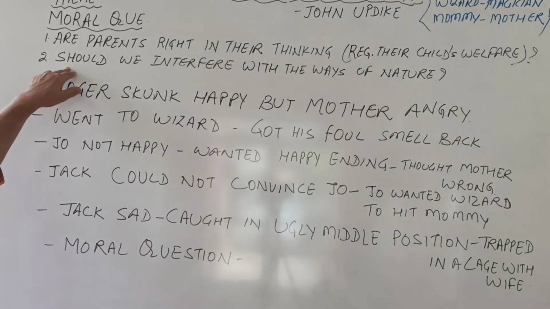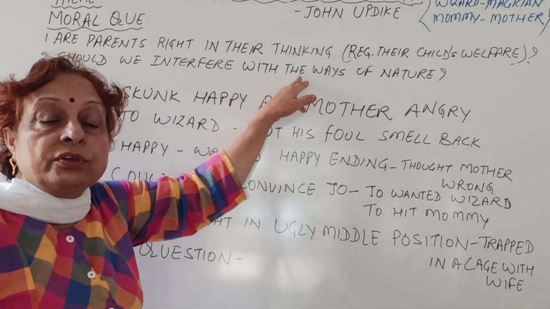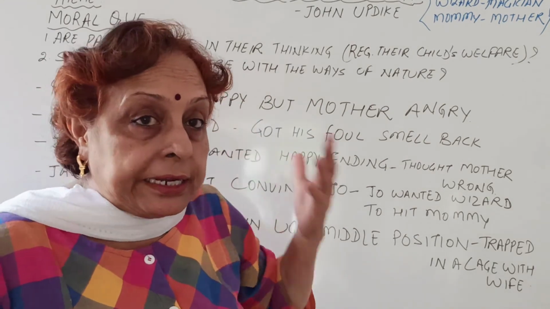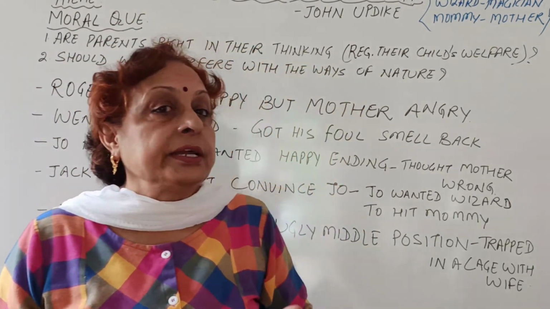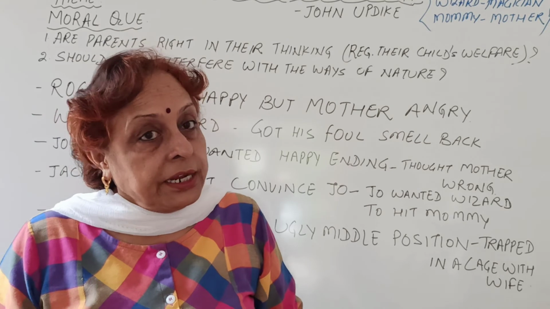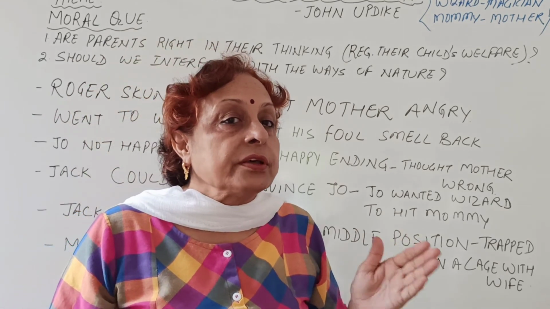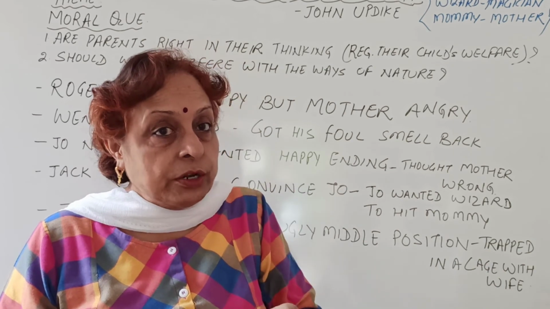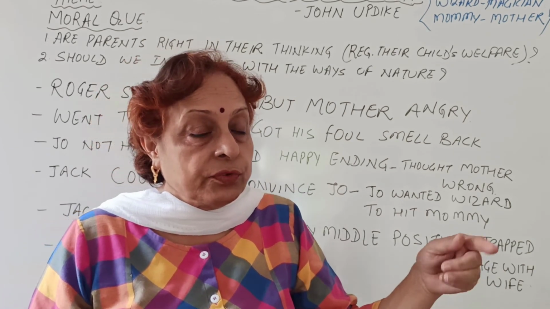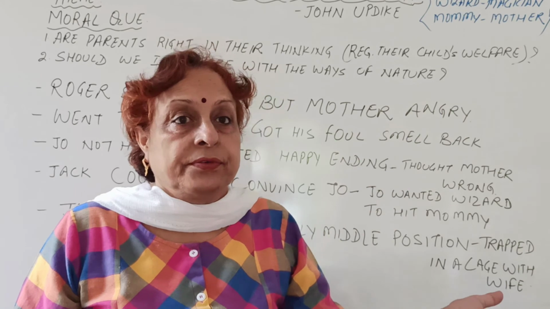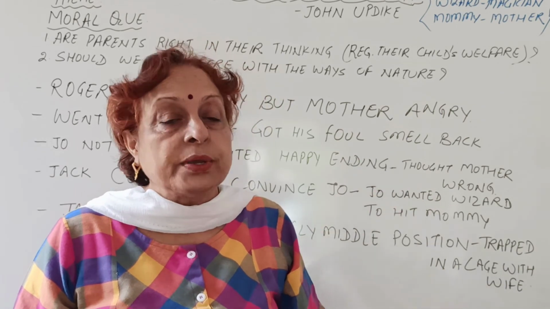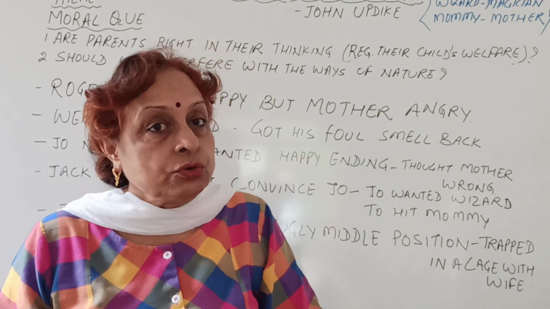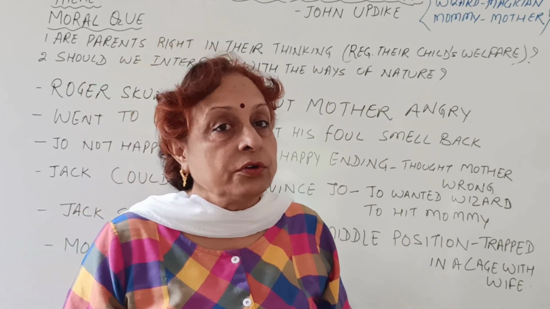And the second question is, should we interfere with the ways of nature? Every creature has been provided with a defense mechanism by nature, and we should not interfere with the ways of nature. It is clear from this story. If the foul smell of the skunk is changed into the scent of roses, he is no more safe. This is his protection. Foul smell is his protection. So we should not interfere with the ways of nature.